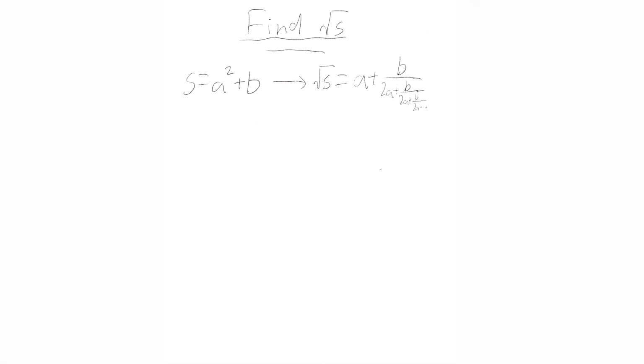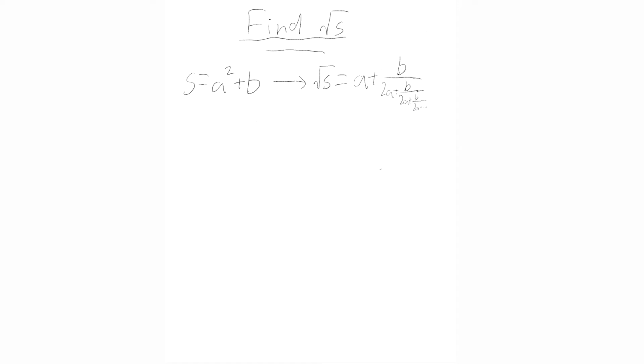This is a really overpowered formula to estimate the square root of any number. Let's call that number s. Let s be equal to a squared plus b, then the square root of s would be a plus b over 2a plus b over 2a, and so on. Of course, we're not going to be calculating the infinite sum, we will be estimating it.